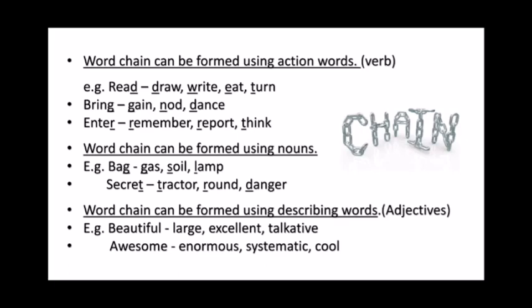Next is word chain can be formed using nouns. For example, bag, gas, soil, lamp. So these all words are nouns. Second is secret. So for secret we have tractor, round, danger. So this is not anything related to the word that is given. You have to only use the nouns as a chain. But one thing you have to keep in mind, that the last letter should be the beginning of the rest of the words.